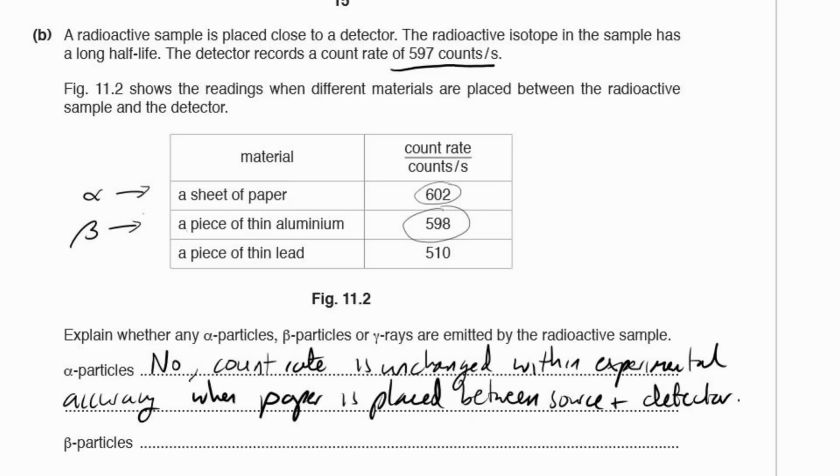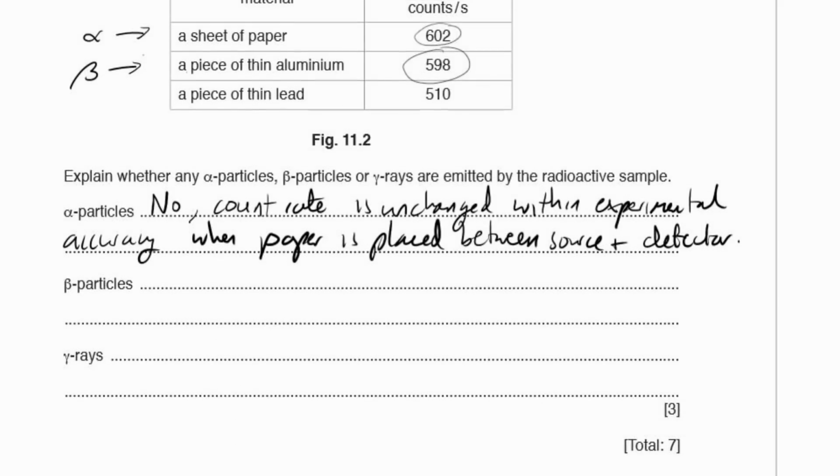So no, the count rate is unchanged within experimental accuracy when the paper is placed between the source and the detector. Beta particles, exactly the same event. No, the count rate is unchanged within experimental accuracy when the aluminium is placed between the source and detector. So we have to write that out again. No.